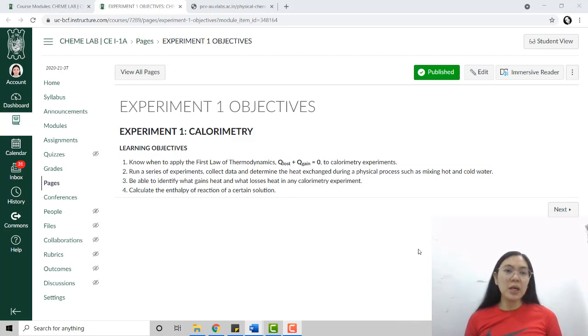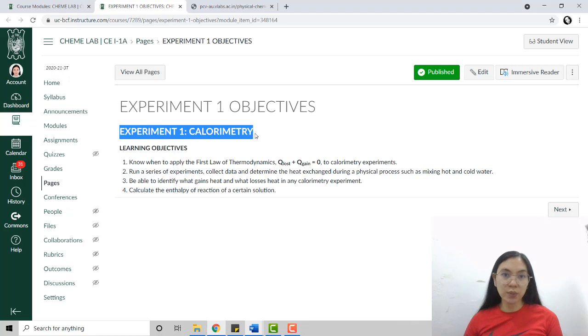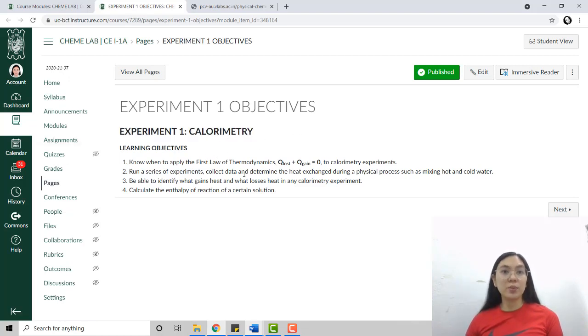So first of all, the experiment title is calorimetry, as you can see here on your screen. And of course, let's first go to the learning objectives. What are the things that are expected of you at the end of the experiment? So first, you have to know when to apply the very first law of thermodynamics.